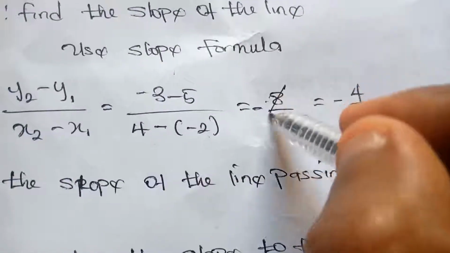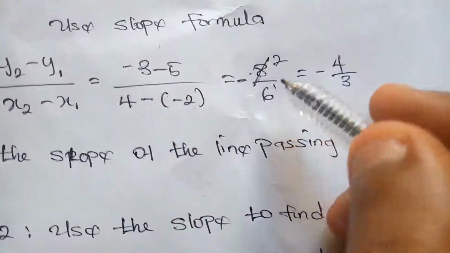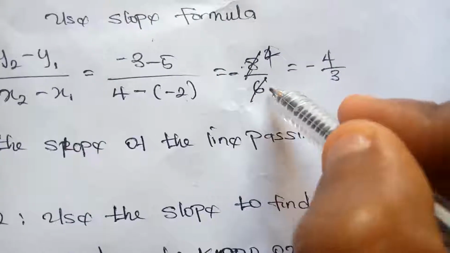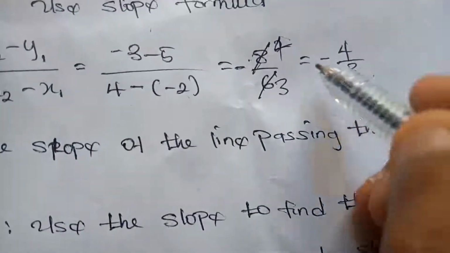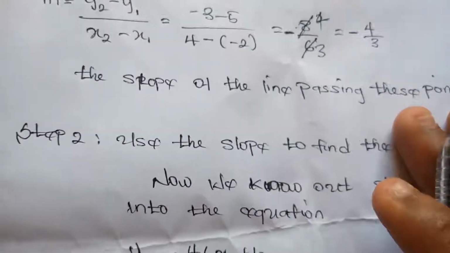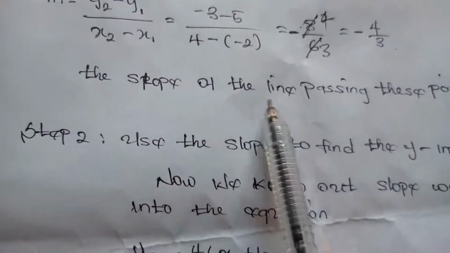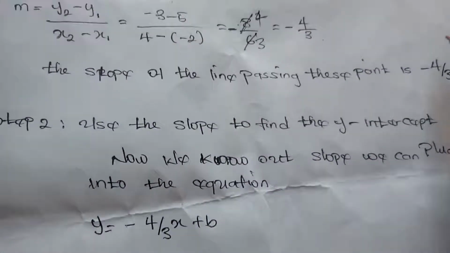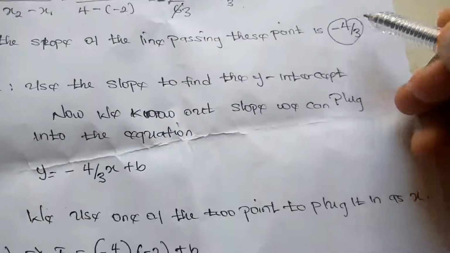That means 2 here will give us 4, 2 here will give us 3. That's what happened here. Our minus sign followed down to this place, -4 over 3. Now, the slope of the line passing through the points is -4 over 3. This is our m.